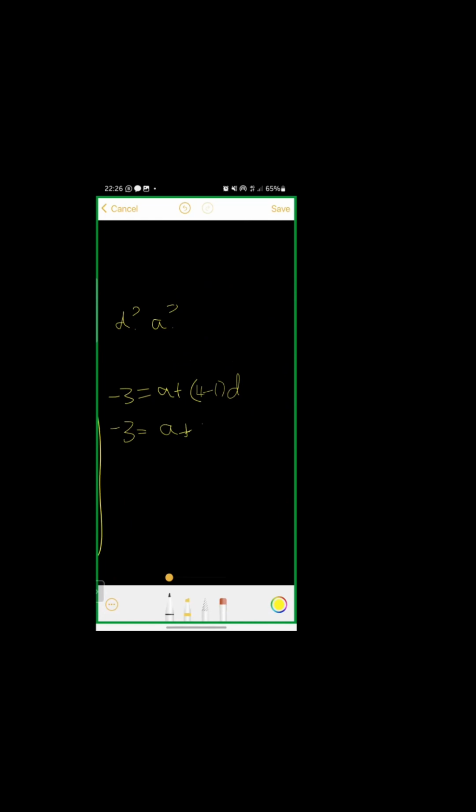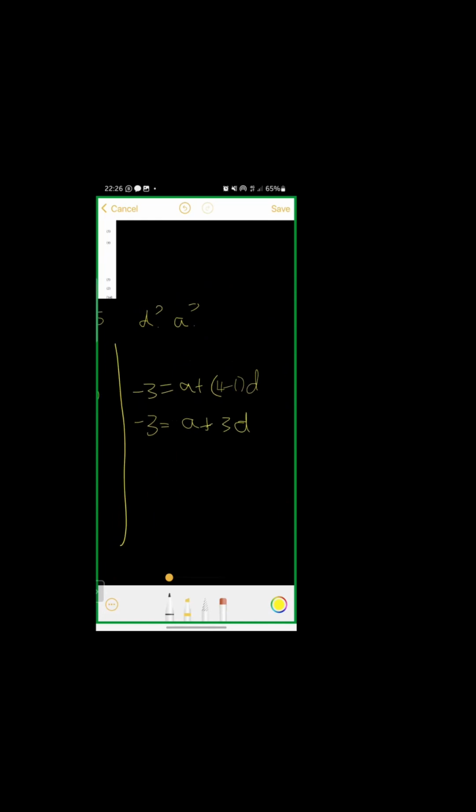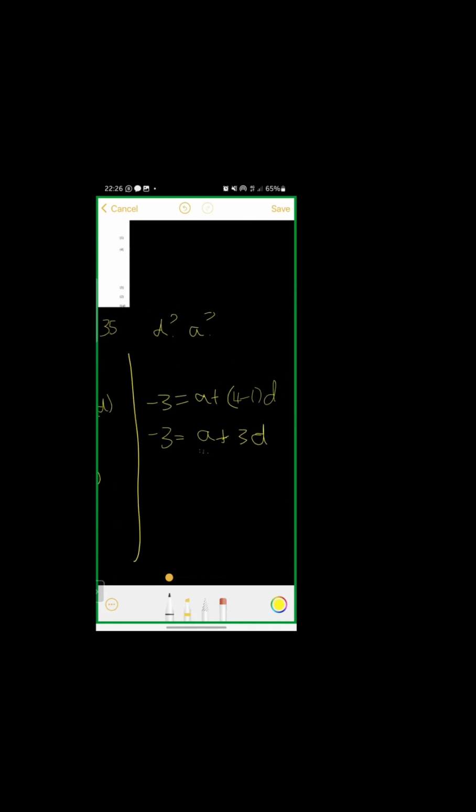A plus 3D, exactly. And yet again, here we have A without a coefficient, or our coefficient is just 1. So we can also separate out the formula. Our A is equal to what? Negative 3 minus 3D.